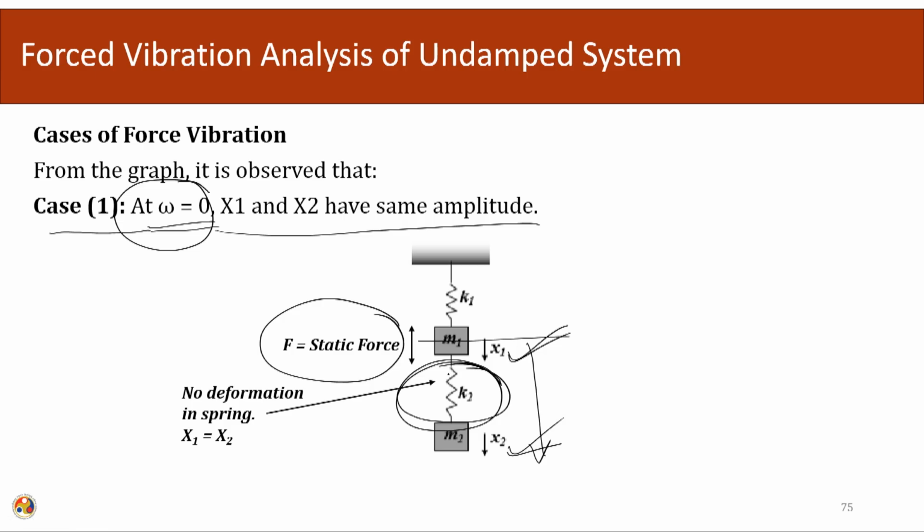What happens is that K1 will move x distance here, and again it will move x distance here. So, the net deflection in K2 will be 0.